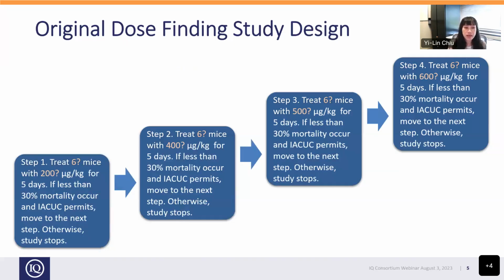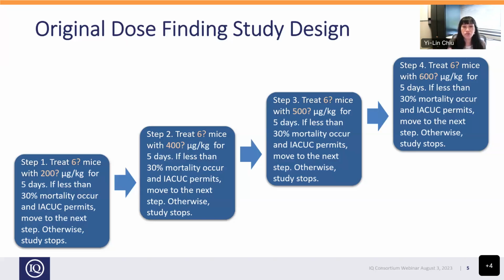So step one, perhaps we treat 6 mice, but at that stage when this proposal was made, scientists were not exactly sure what the optimal number was. But let's say treat 6 mice with some dose, starting low, of a toxicant for 5 days. If less than 30% mortality occurred, and IACUC permits, according to animal welfare, then move to the next step.